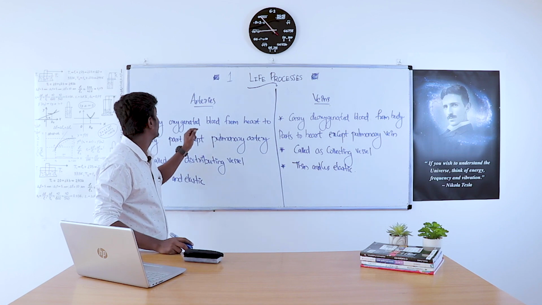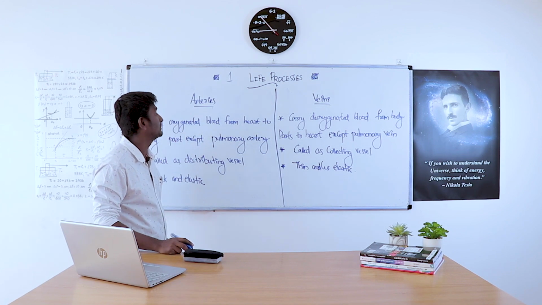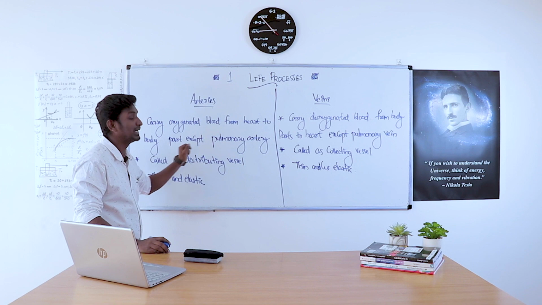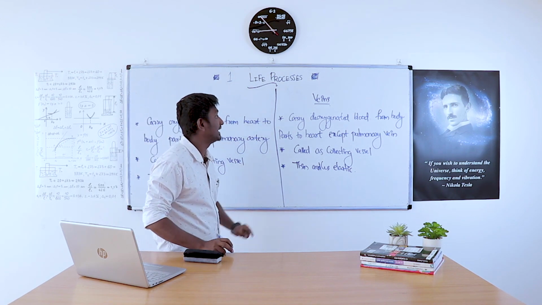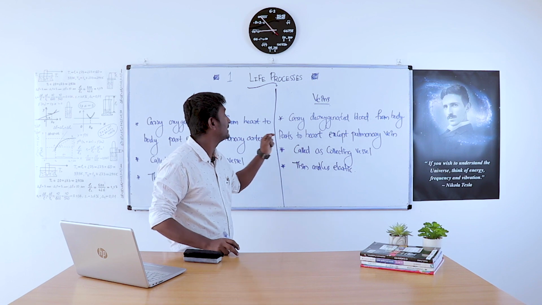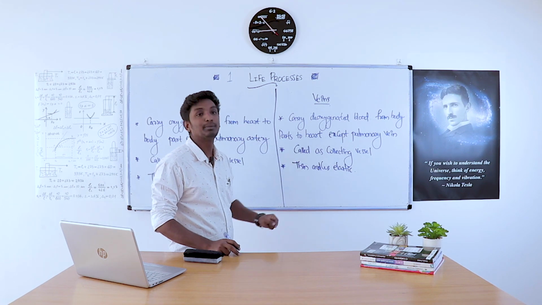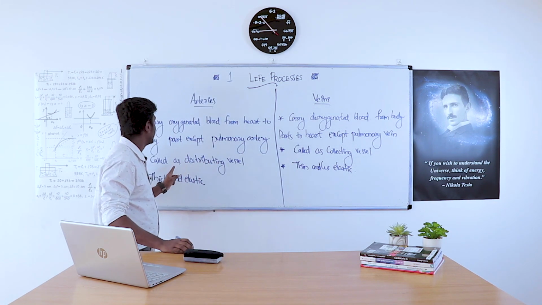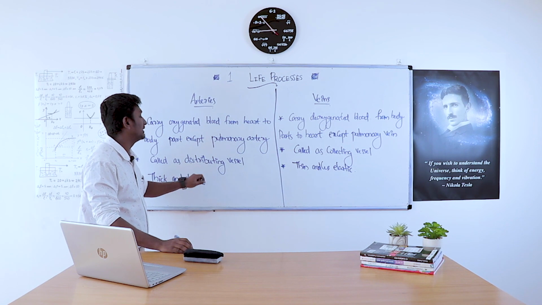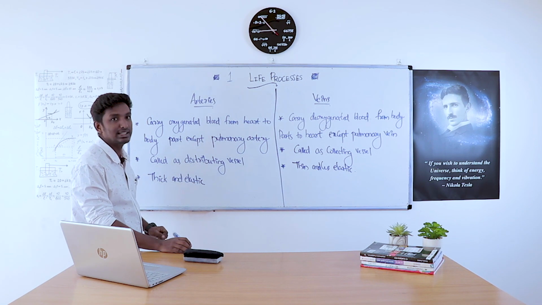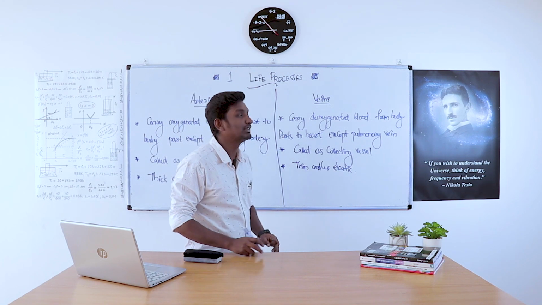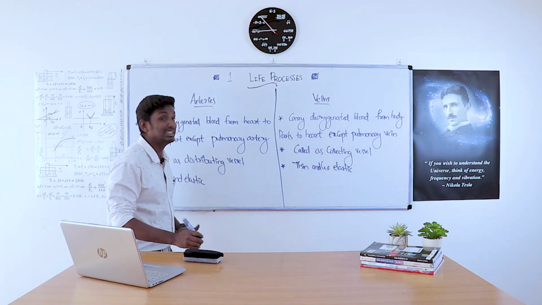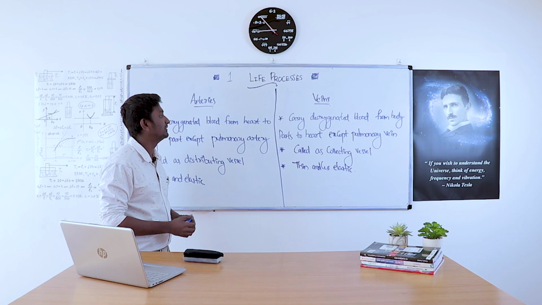The main function of an artery is to carry oxygenated blood from the heart to body parts, except the pulmonary artery. But the function of a vein is to carry deoxygenated blood from body parts to the heart, except the pulmonary vein. Arteries are also called distributing vessels, while veins are called collecting vessels. Arteries are thick and elastic, but veins are thin and less elastic.